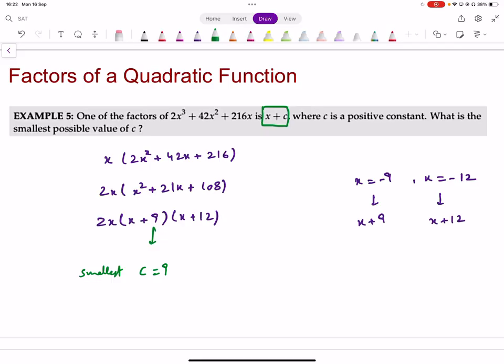Is this clear? We do not compare -9 and -12. Among those, -12 is smaller. We first have to convert them to factorized form and then look at these numbers. Which is smaller, 9 or 12? Okay? All right, let's move on.